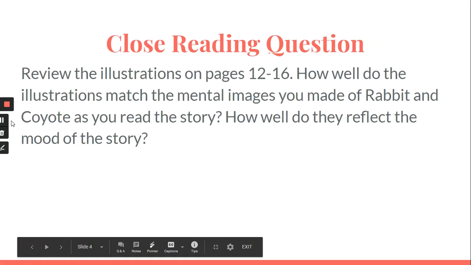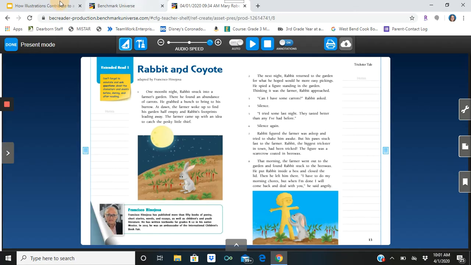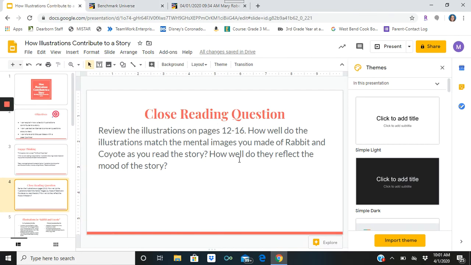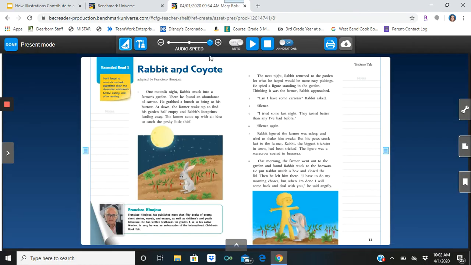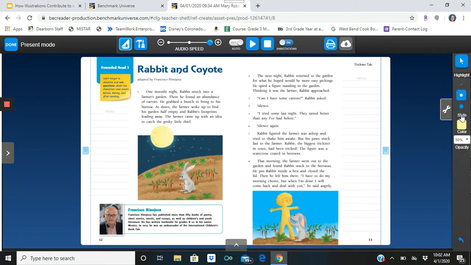Oops, I went a little too far back. Now, remember, the close reading question that we're answering is how do the illustrations on pages 12 through 16 reflect the story. So let's take a look at those illustrations and that text. One thing I was reflecting on as a reader, when we are reading about the rabbit and coyote, is that we're looking at the illustrations of the rabbit, but also the coyote. I'm noticing that in the text here, it says the rabbit snuck into the farmer's garden.